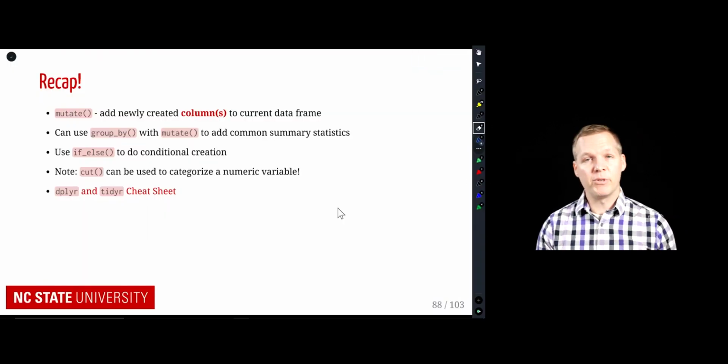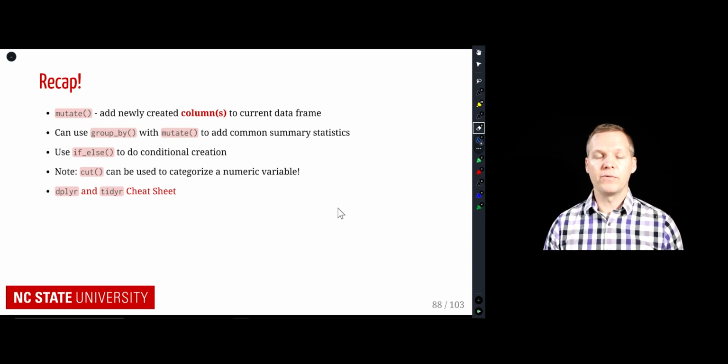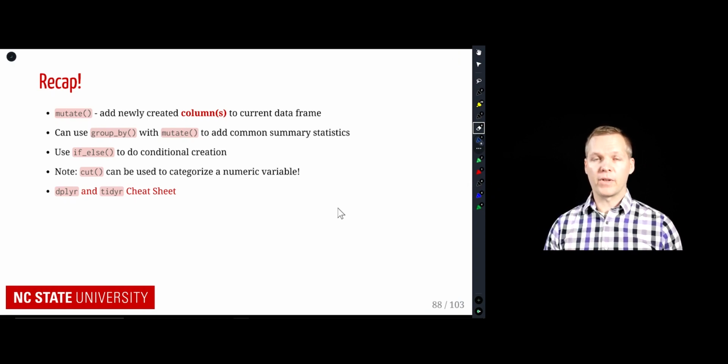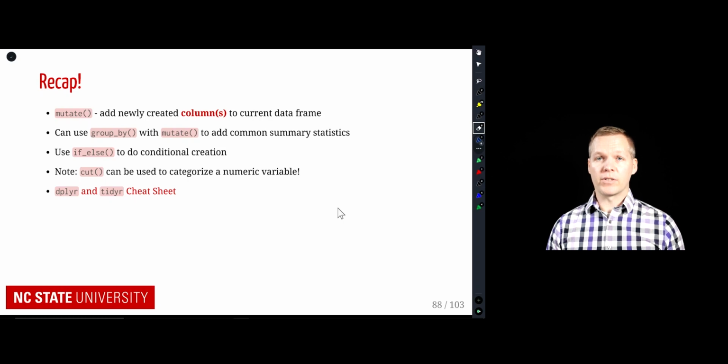All right, so we have this mutate function, which is great for adding a new variable to a tibble that we already have. And we can use the group_by function with that mutate to get summaries by different groups and add those variables to our data set. We also saw the if_else function for using conditional logic to create a new variable, and how the cut function can be used as well. The dplyr cheat sheet does give a lot of handy tips and tricks for using the mutate function and which kinds of functions you can use to create new variables.